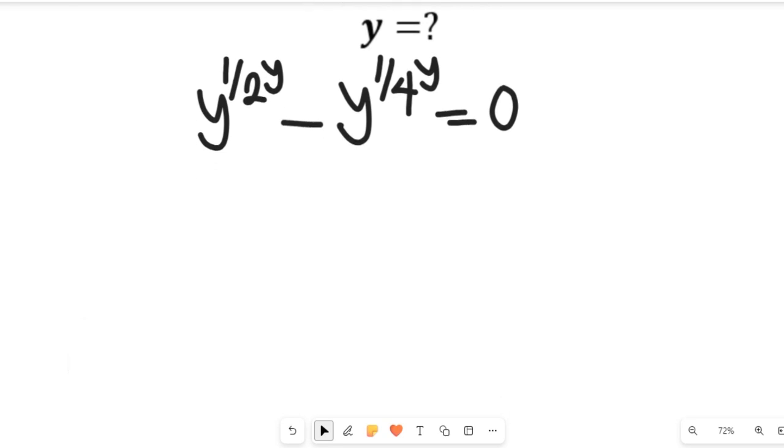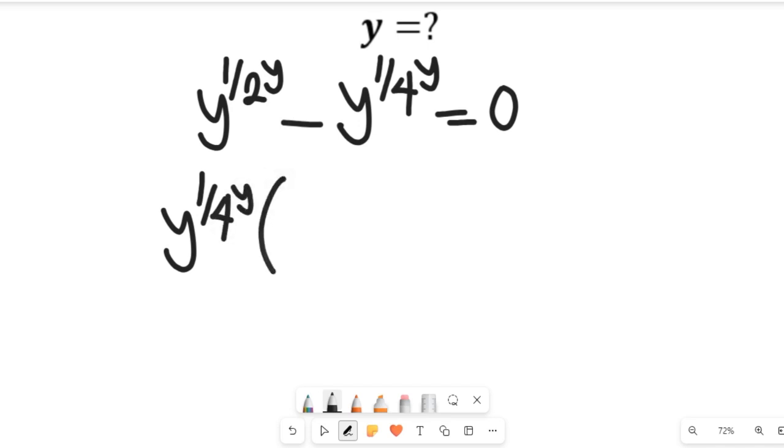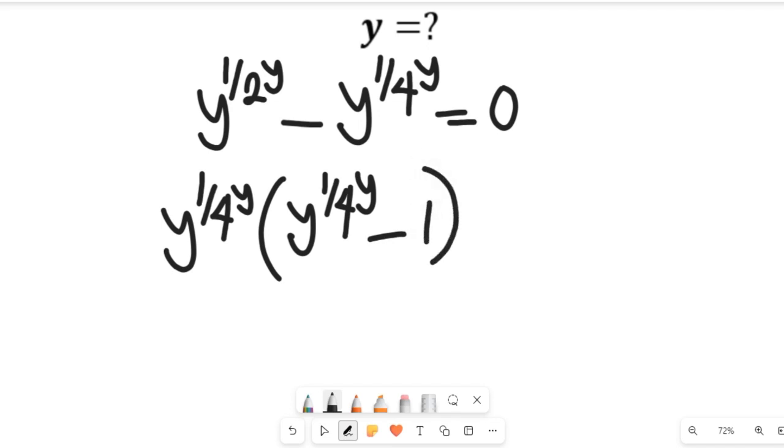Let's factor out a common factor among these. So the common factor is y to the power of 1 divided by 4 multiplied by y, and this will give us what? y to the power of 1 divided by 4 multiplied by y, times (y to the power of 1 divided by 4 multiplied by y minus 1), and all these will be equal to 0. You're wondering how this is so?